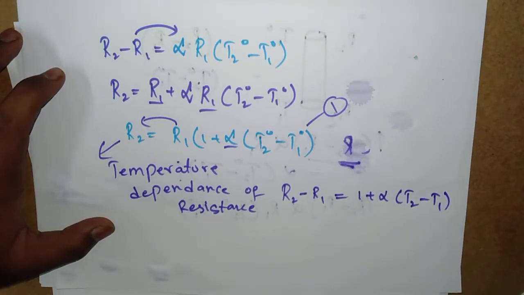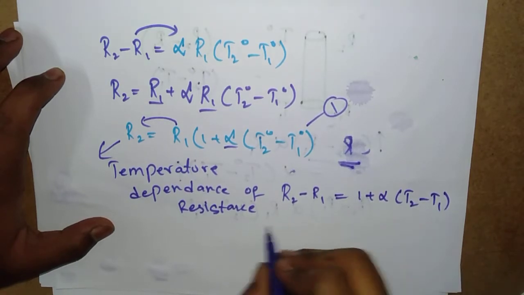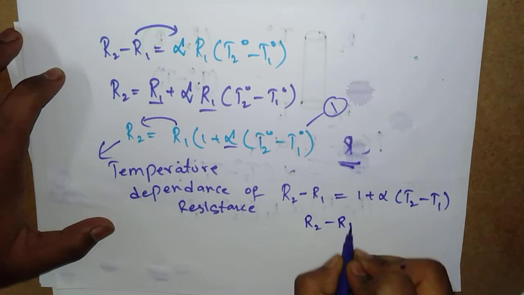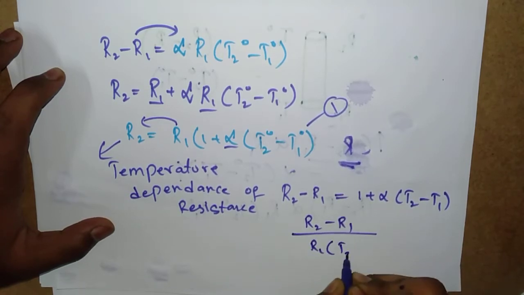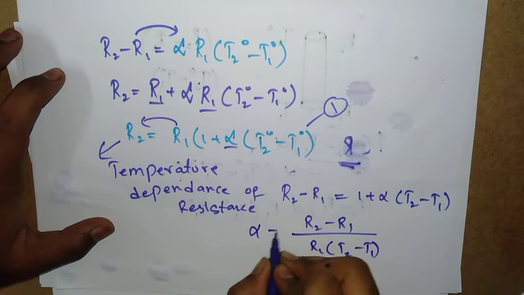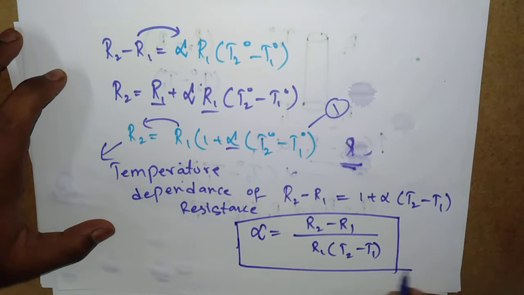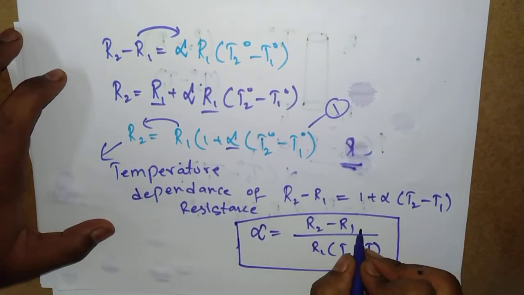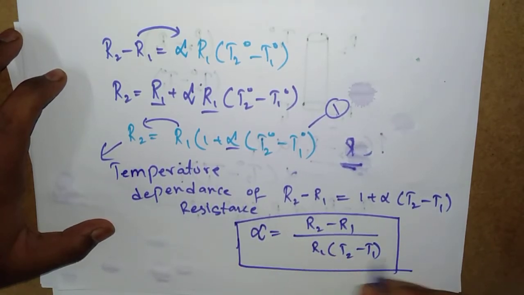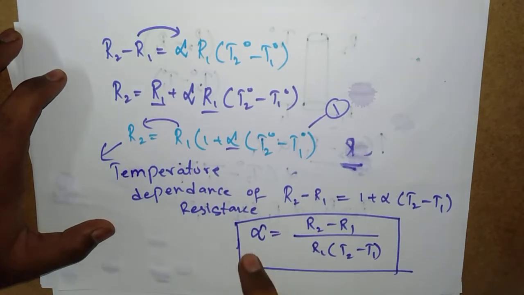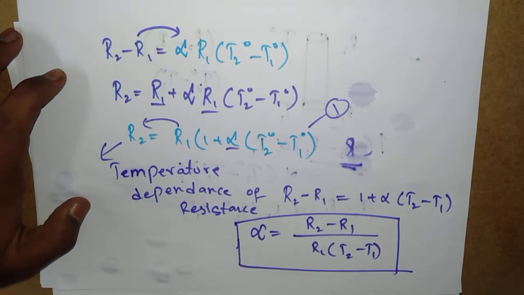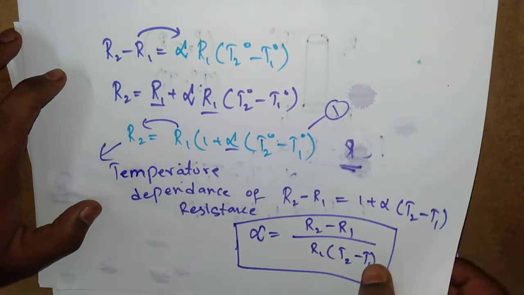So here R2 minus R1 divided by R1 into T2 minus T1. So this is the expression for the coefficient of resistance. Temperature coefficient of resistance alpha is equal to R2 minus R1 divided by R1 into T2 minus T1. This expression, this temperature coefficient of resistance, you have to know. Okay, so this is all about temperature coefficient of resistance. Hope you understood the concept.